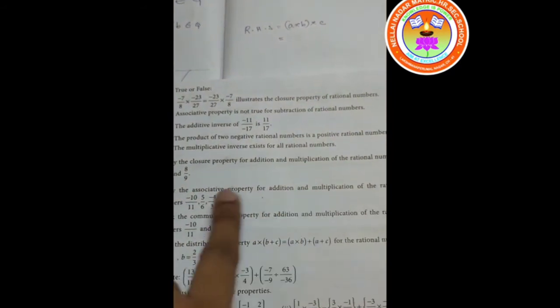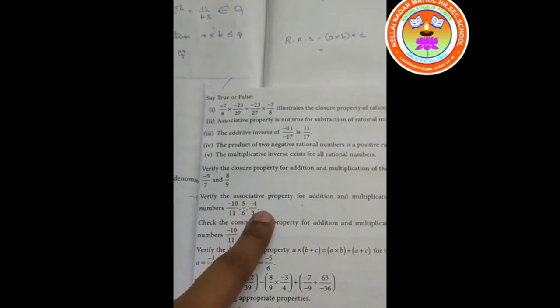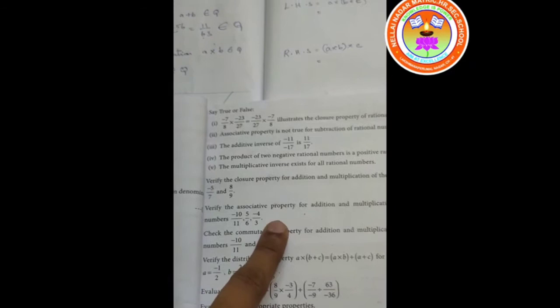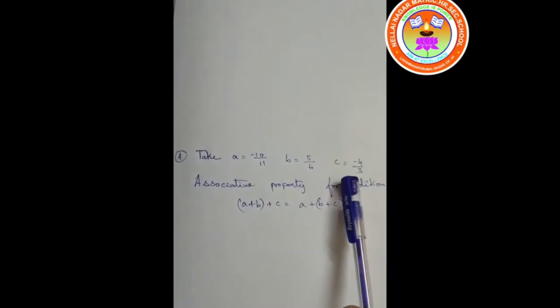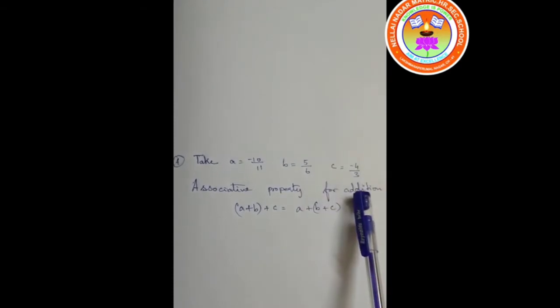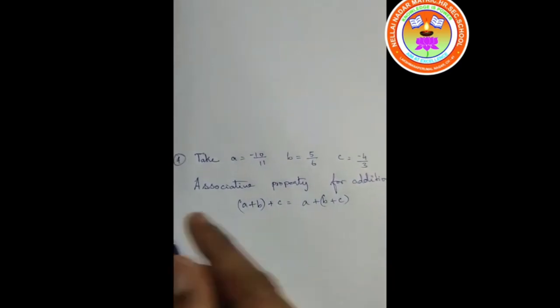Now we will move on to the fourth sum, that is, verify the associative property of addition and multiplication for these three numbers: minus 10 by 11, 5 by 6 and minus 4 by 3. Fourth sum, take a is equal to minus 10 by 11, b is equal to 5 by 6, c is equal to minus 4 by 3. This is the associative property of addition.